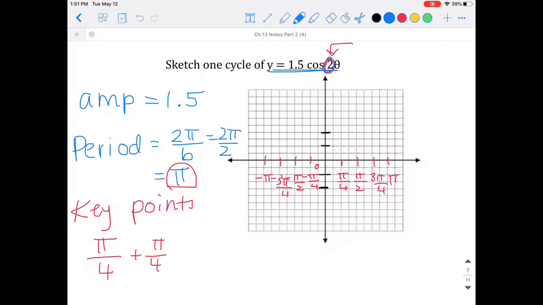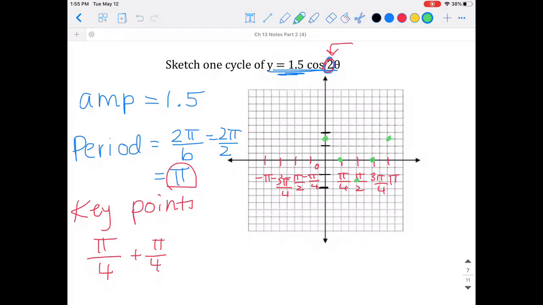Because A is positive, that means we're starting our graph at the maximum. And the maximum point on this graph is at positive 1.5. And from 1.5, for our first key point, we go to 0 following this pattern, then to the minimum, which is negative 1.5, then back to 0, and to the maximum. So here we have our 5 key points labeled.